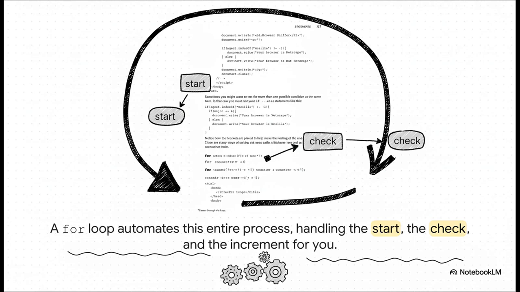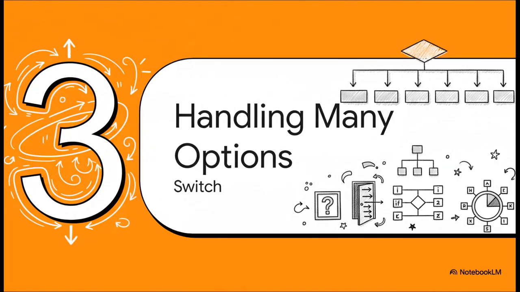And here is what that same logic looks like as code. This is called a for loop. And it's so cool because it packages all those steps we just talked about into one tidy line. The first part sets our starting point. The second part, in the middle, is the check we do every single time to see if we're done. And that last part is just how we add 1 to our count after each round. It just automates the whole thing for us. It's really elegant.